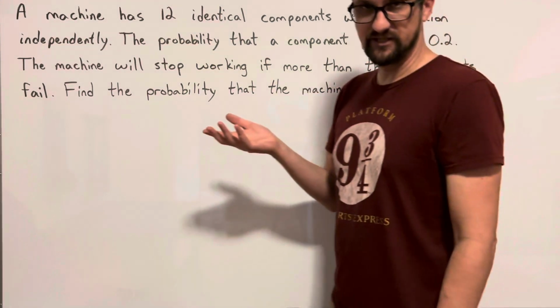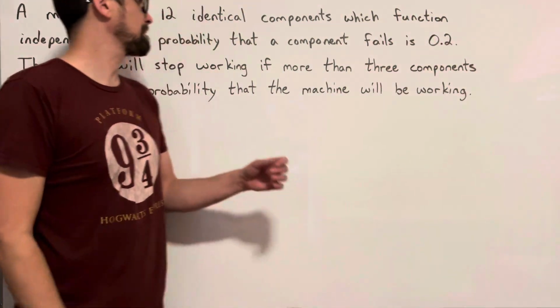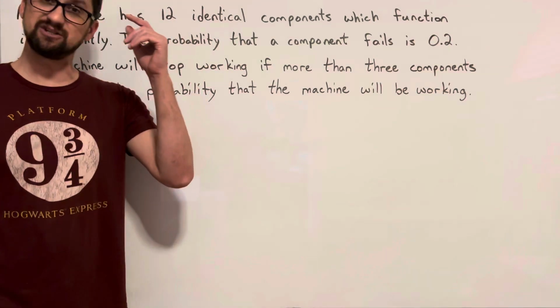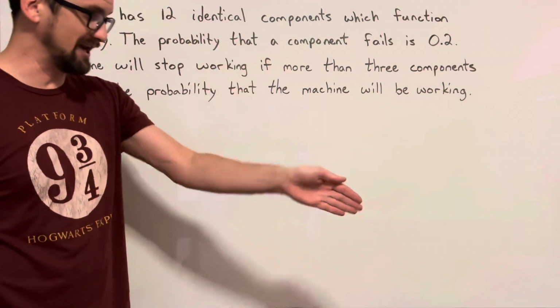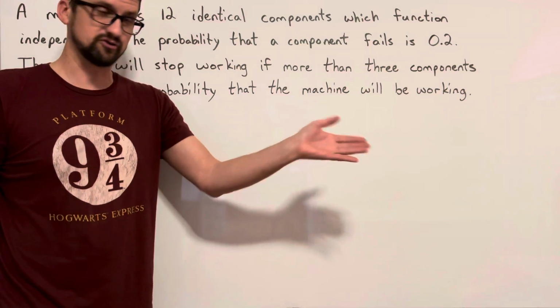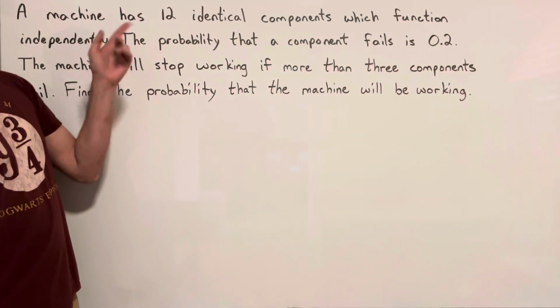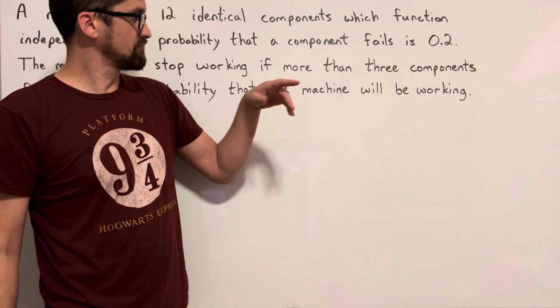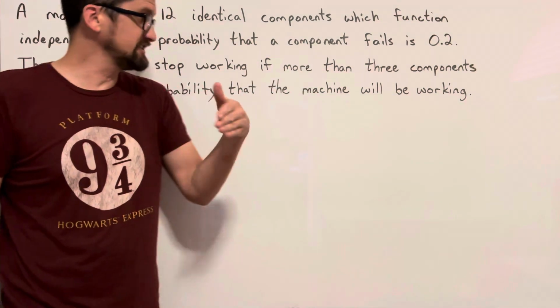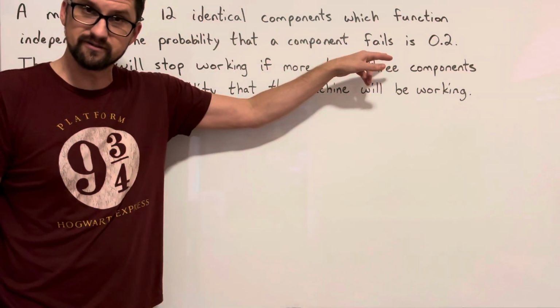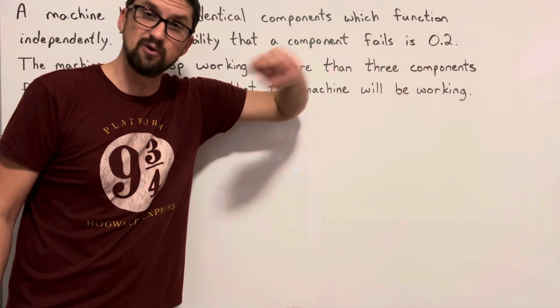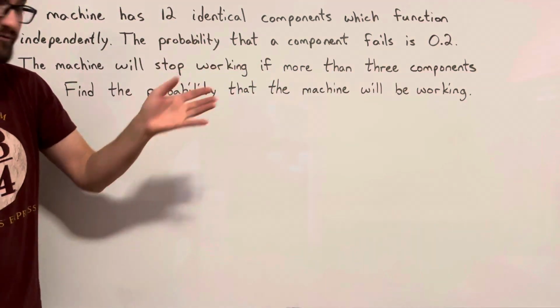Now you got to realize that this is a binomial distribution. The trials are fixed at 12. A trial will be looking at a component and seeing if it fails or not. They're independent. It's either a success or failure. Success in this case would be that the component fails. So the success probability is 0.2, and that's the same for each component.